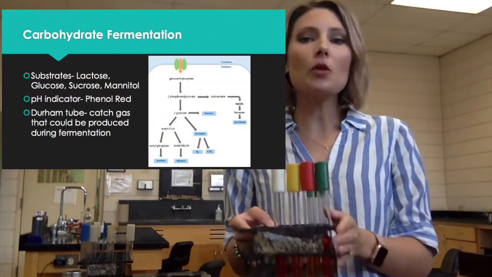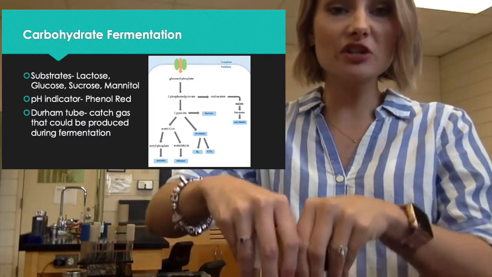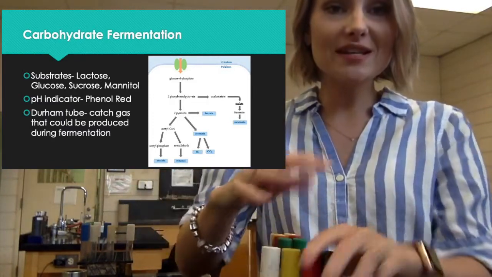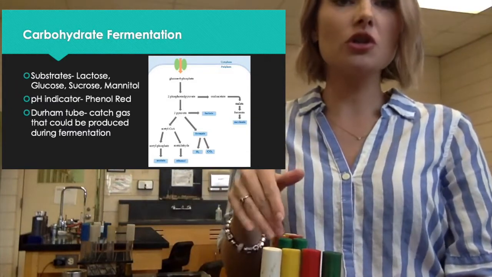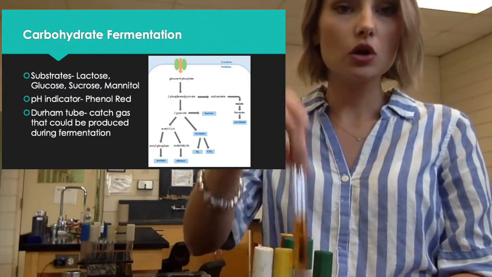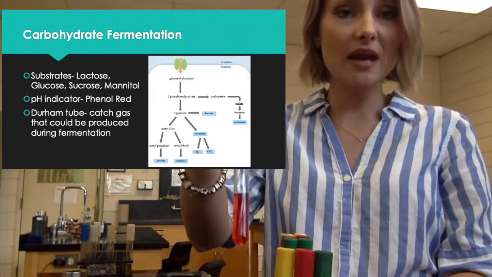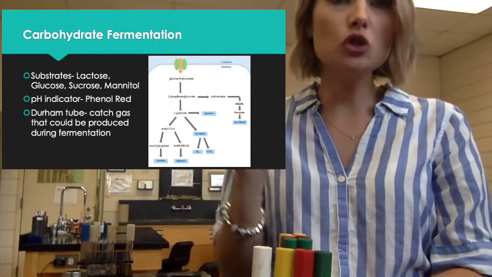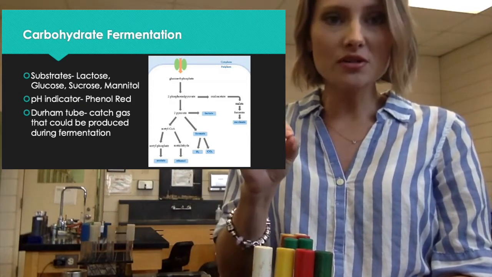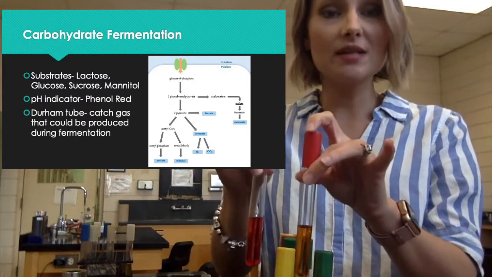Now, let's talk about what's in the tubes. We've got 4 tubes here, so we have 4 different substrates, okay? Each tube has a different sugar in it. The 4 sugars that we're testing in here are lactose, glucose, sucrose, and mannitol. Now, we have 2 monosaccharides and 2 disaccharides. The 2 monosaccharides are glucose and mannitol. That means they are simple sugars.